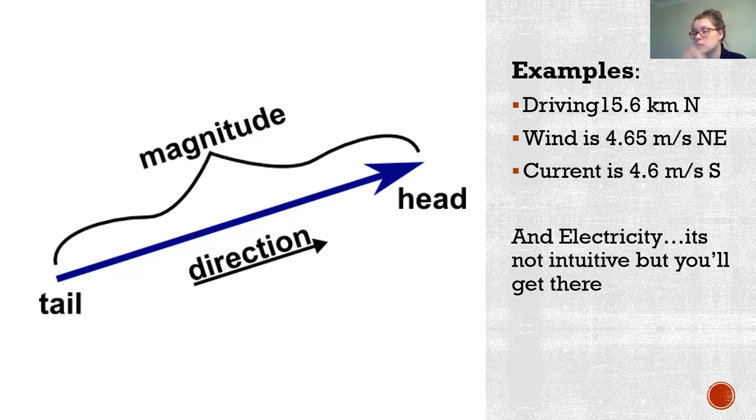I could say the wind is blowing 4.65 meters per second northeast. You could talk about a current being south, or I could also use degrees from 0 in order to state the direction. So there's multiple ways we could say direction.